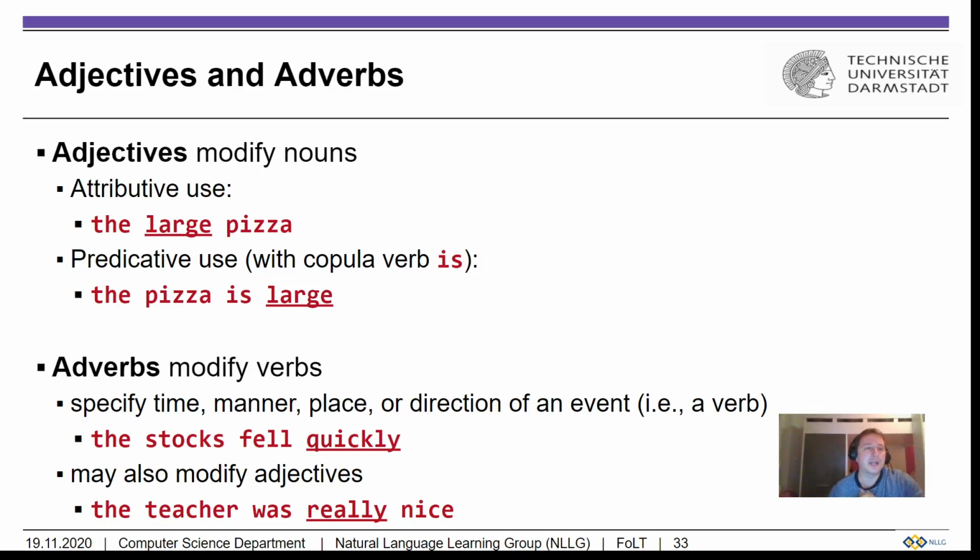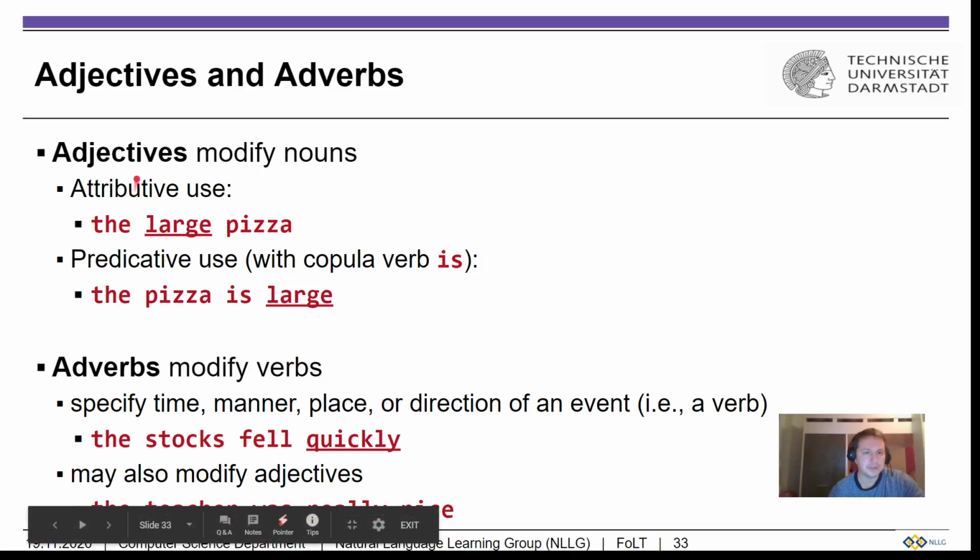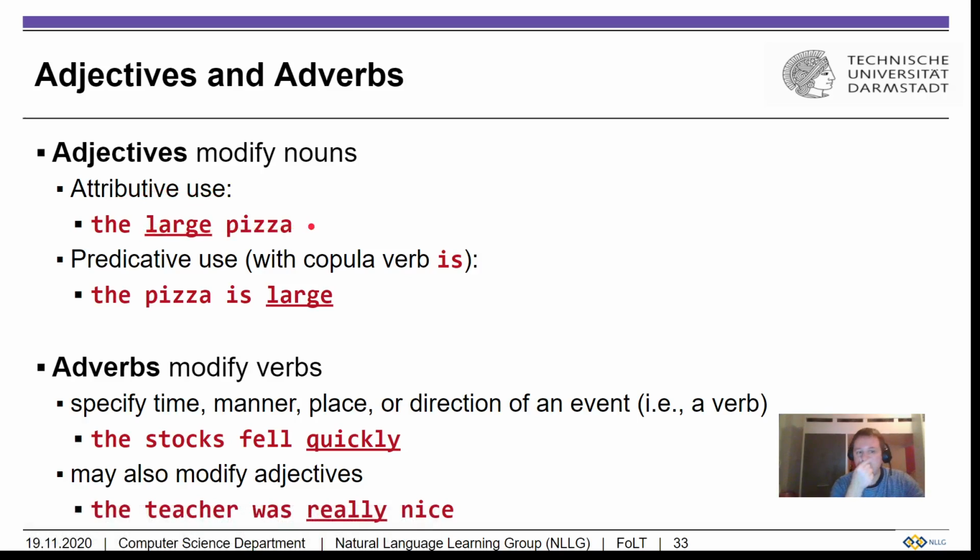Let's go to the next word class. Adjectives are very common. They modify nouns. So you can have an attributive use, the large pizza, versus a predicative use, the pizza is large, right? So there are those two common use cases, at least in the classical languages that I know of, and probably also in many other languages.